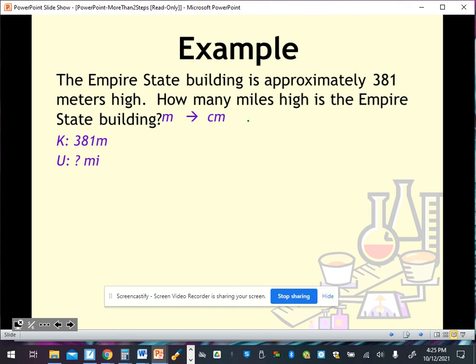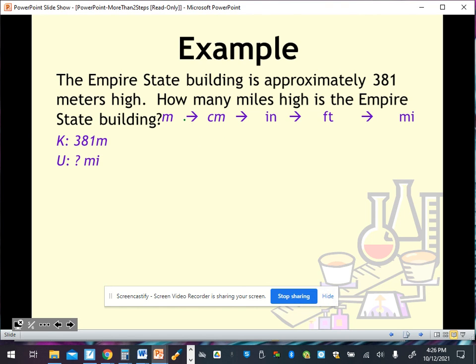Again, meters to centimeters. I need to get to miles, which means I need to get to feet, which means I need to get to inches. I can only do that if I get to centimeters first. I can't get to inches from meters. So I'm going to go from meters to centimeters, centimeters to inches, inches to feet, and feet to miles.